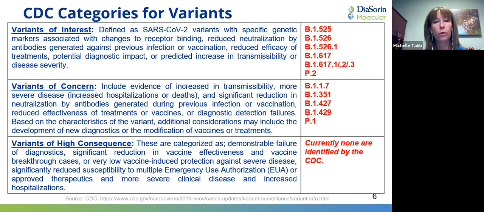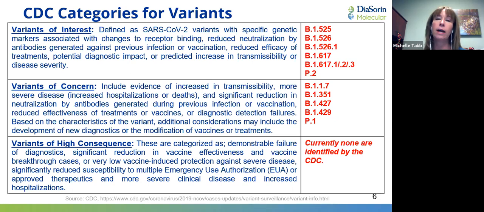Going a bit more severe is the variant of concern. This is where we have evidence of increased transmissibility, evidence of severe disease, reduced efficacy of neutralizing antibody treatments, reduced effectiveness of the vaccine, or diagnostic detection failures. And there is where we see the Indian variant. We also see the South African variant, the two California variants, B.1.427 and 429, and the original Brazilian variant.